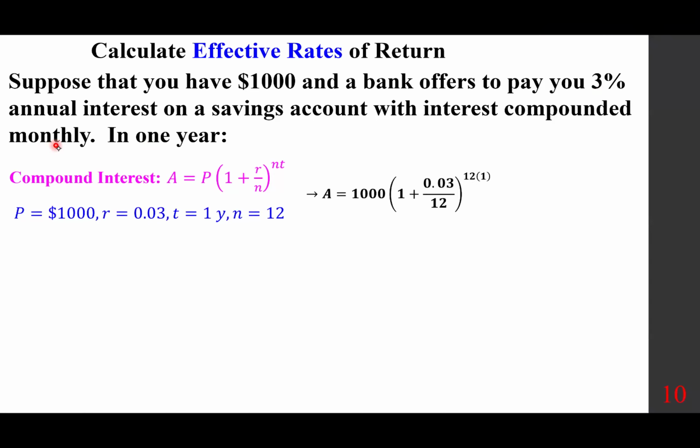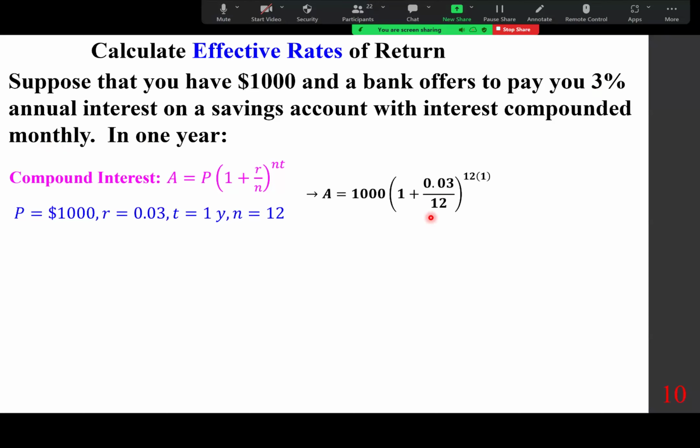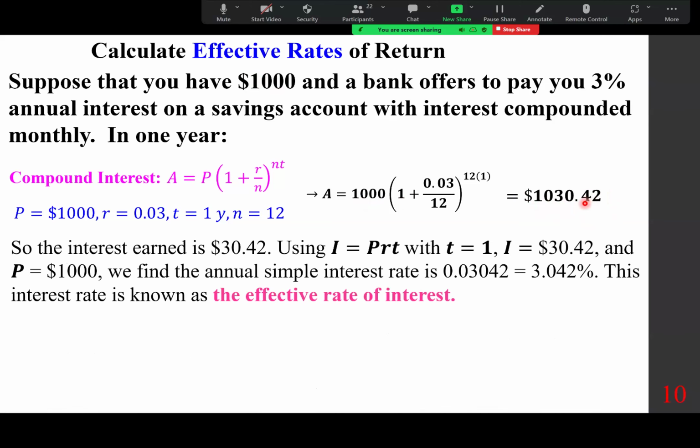Plug in. You divide this one by this one, you add it to 1, you raise it to the power of 12 times 1,000, and it gives you this number, $1,030.42. Remember, we do the rounding to 2 decimals. So how much did we make from 1,000 to $1,030.42? This amount is the amount of interest. So the interest earned is $30.42.